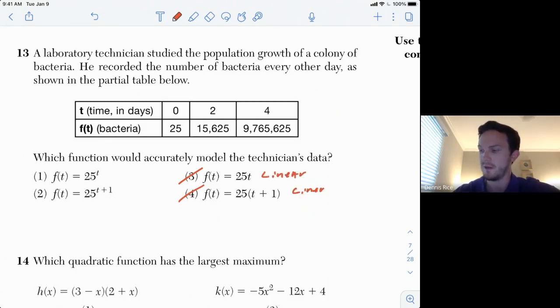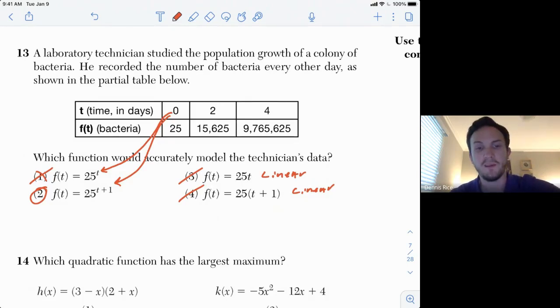3, if you distribute the 25, it's just 25t plus 25. Those are linear. Does this have a constant rate of change? Is this going up the same amount? No. Okay. Goes up like 15,000, then it goes up like 9 million. So no. Now it's between choice 1 and 2. Now we could just think about exponent rules. If you plug a 0 in, 25 to the 0 would be 1. If you plug a 0 in here, 25 to the 0 plus 1, 25 to the first power would be 25. Choice 2 works. I didn't even really get into anything else besides some simple logic with ruling out the linear choices, and then I just plugged in a 0.